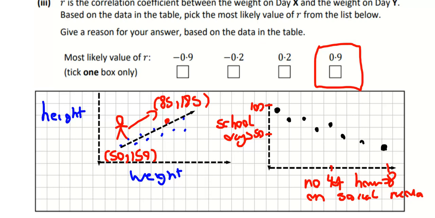Does that make sense to you guys? And this time it's a negative slope. So an answer like that would be minus 0.9. Does that make sense?